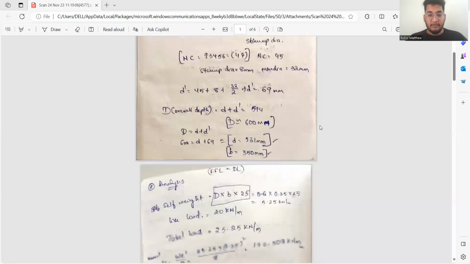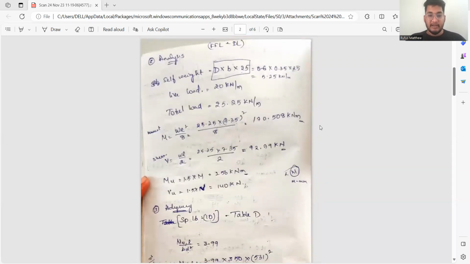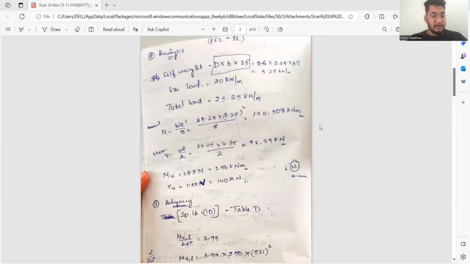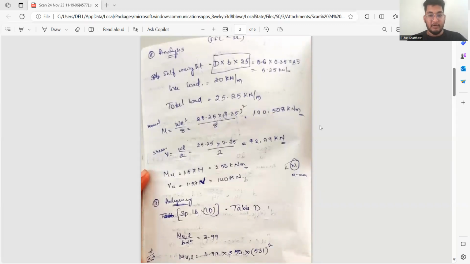Then we move on to the next page. The second step is analysis, where self weight equals D into B into 25. That equals 0.6, as it is in meters we convert it, into 0.35 into 25, which gives 5.25 kN per meter. Live load equal to 20 kilonewton per meter. Combined, the total load equals 25.25 kilonewton per meter.